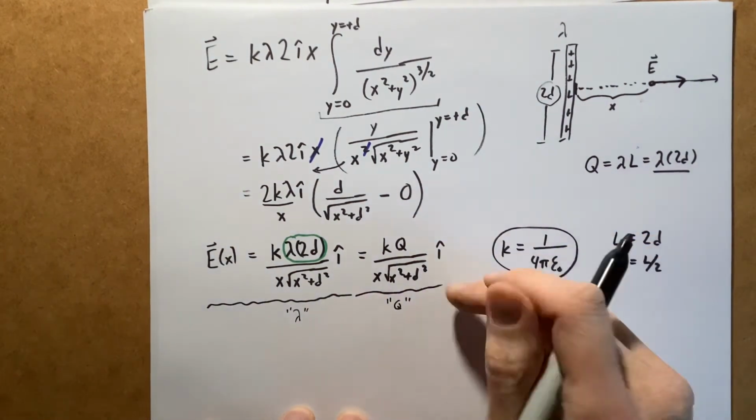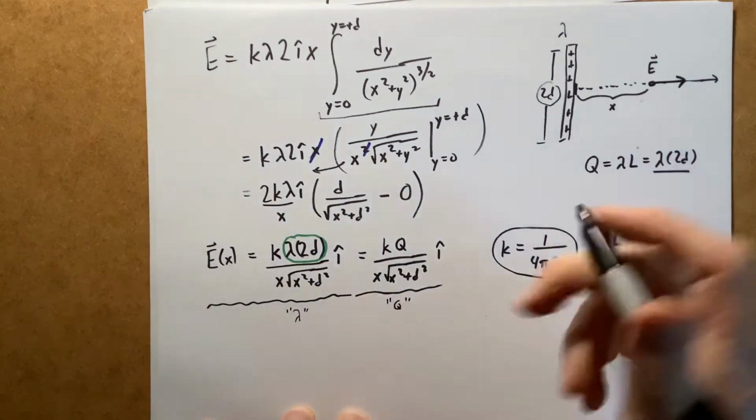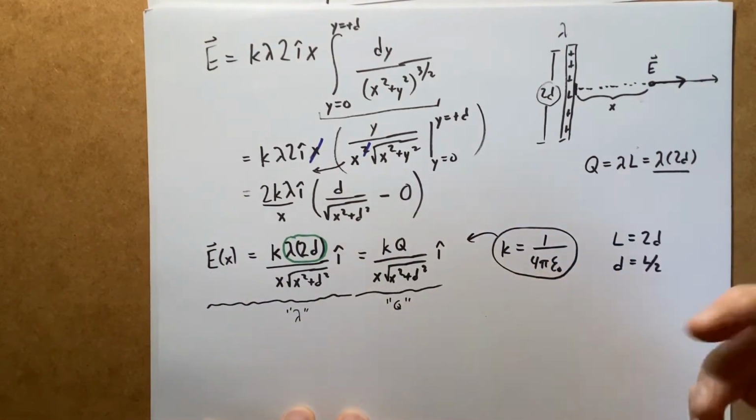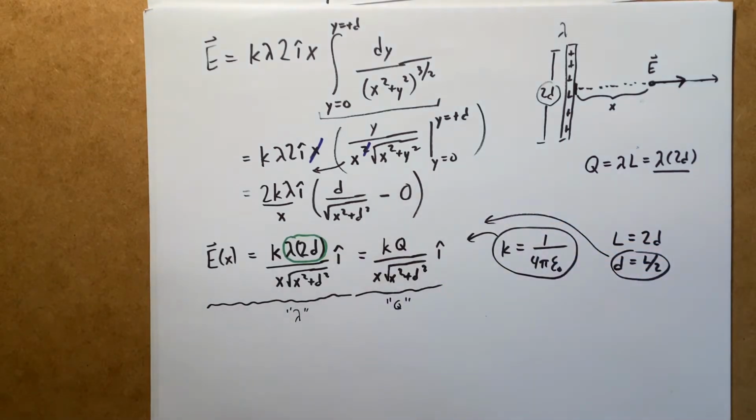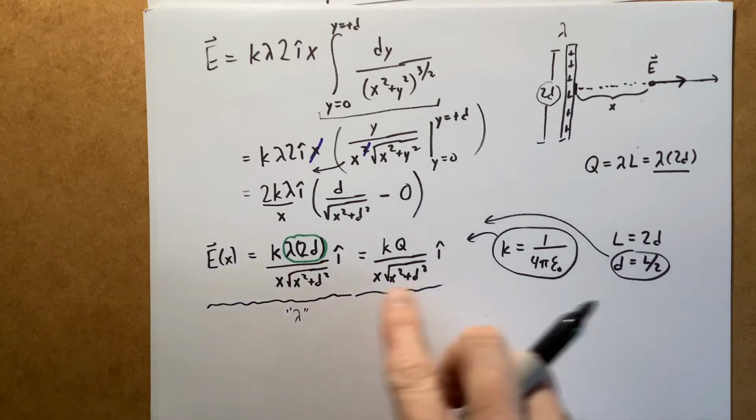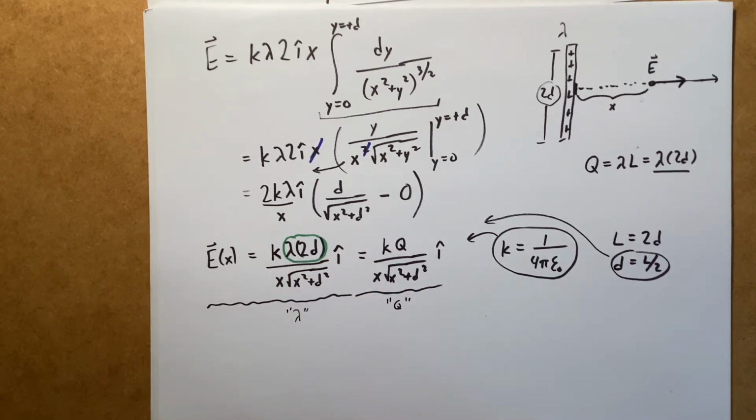There's lots of different ways to express it: in terms of lambda, in terms of q, in terms of k, in terms of epsilon naught, and in terms of d, and in terms of L. So those are my results, and they are on the equation sheet for you to grab and use whenever you need to.